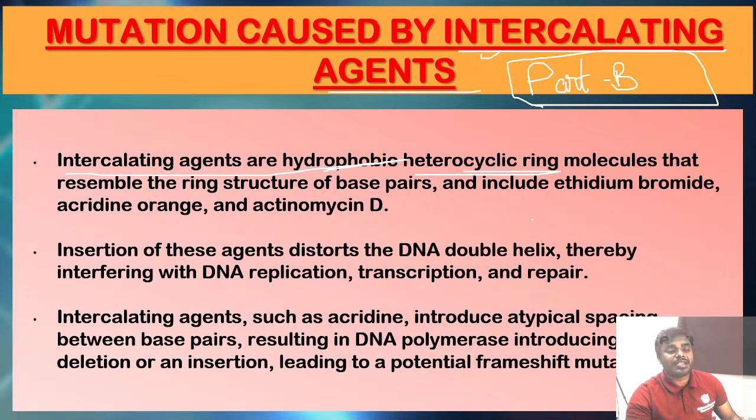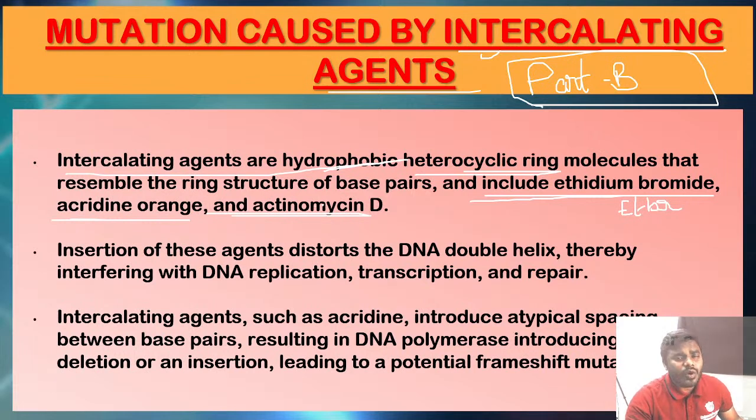So friends, what you people have to remember for the exam includes ethidium bromide, acridine orange, followed by actinomycin D. These 3 are very important ones. What are those? EtBr, ethidium bromide, acridine orange and actinomycin D. I want all of you to remember, among these 3 also, acridine orange is one of the most important intercalating agents. Please kindly do not forget this particular point at all.